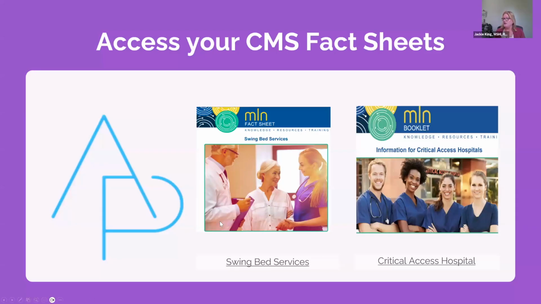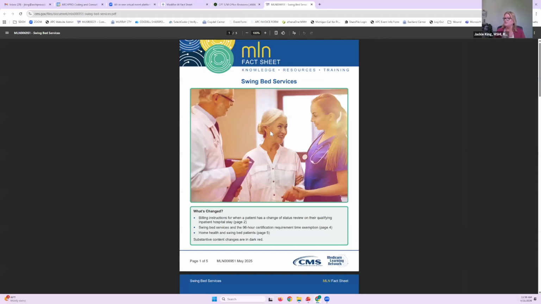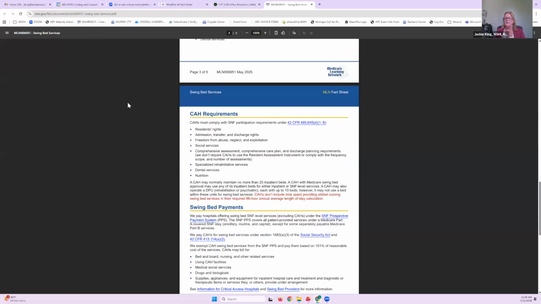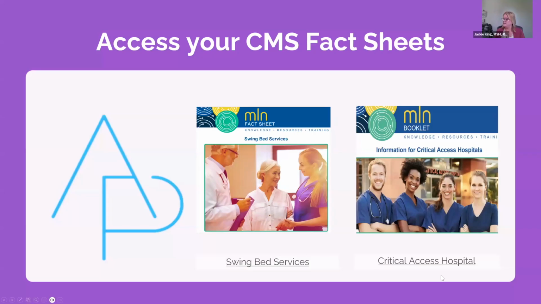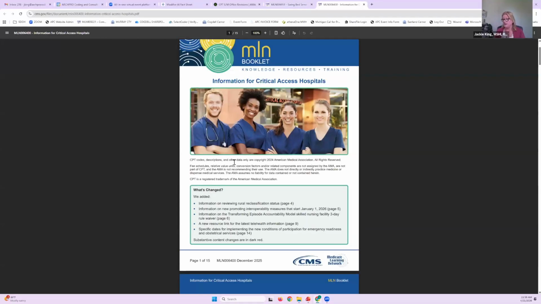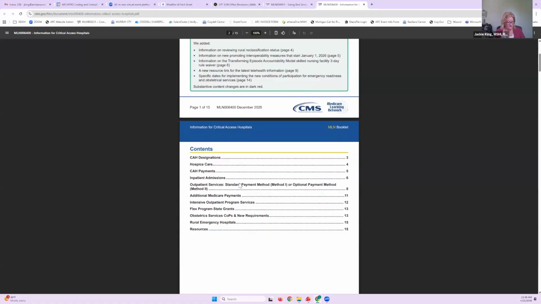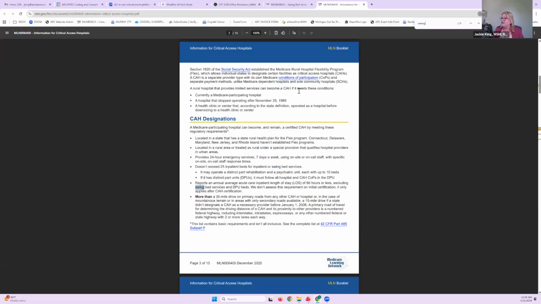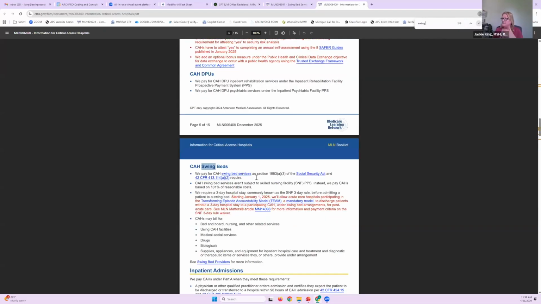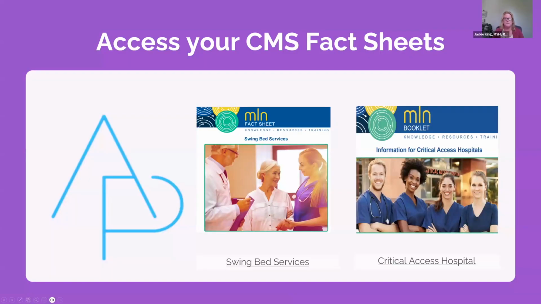I highly recommend you check into your CMS fact sheets. There's a fact sheet out there for CMS swing bed services, and anything in red font is new. So you can take and check on these at your leisure. And there is one for critical access hospital that's very new. If you go and search this, you can get to swing bed. Well, if you spell the word swing, you'll be in great shape. So it takes you down and it talks about swing bed as well. So lots of information for your swing bed in both of those fact sheets.